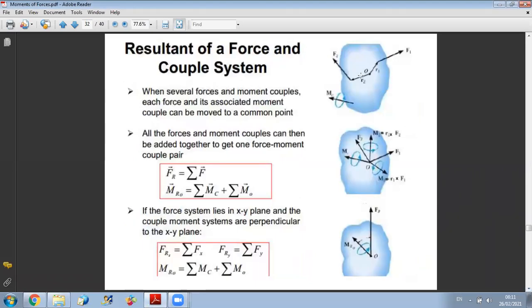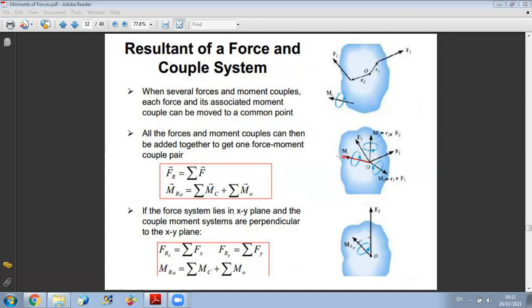So here, this is an example. How to reduce several forces and several couples onto one force, one couple at one point. Consider this rigid body. It is subjected to forces F1, F2, and to a couple MC. Now, if I want to reduce my system to O, what should I do? For the couple MC, I can move it to O without changing anything. So I just place it at O. This is MC.